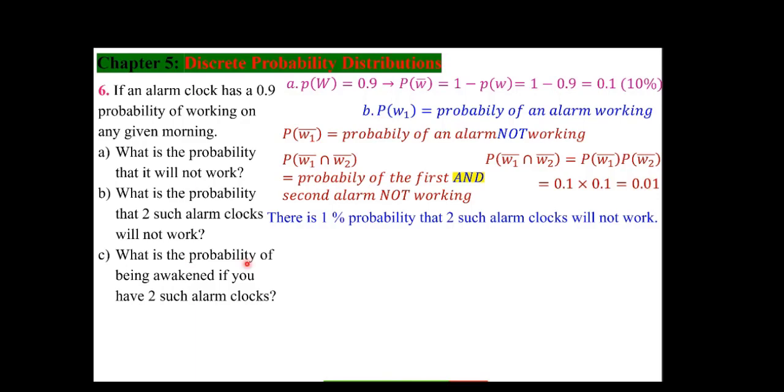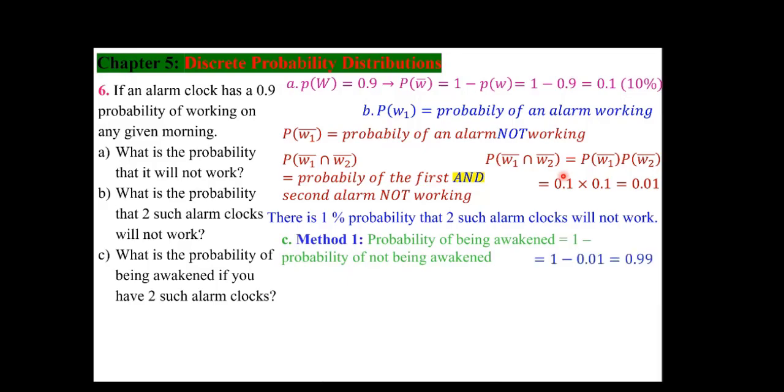What is the probability of being awakened if you have 2 such alarm clocks? There's a 1% chance they both fail, so there's a 99% chance that it won't, and therefore a 99% chance we wake up. So this is method 1. 1 minus part B gives us 0.99, so there's a 99% chance. Here's the second method. We can use the addition method. Probability of A union B is probability of A plus probability of B minus probability of A intersection B. And remember, in this case, awakening means it's working. So the probability of working is important to us, which is 0.9. So each one is 0.9 in essence, okay?